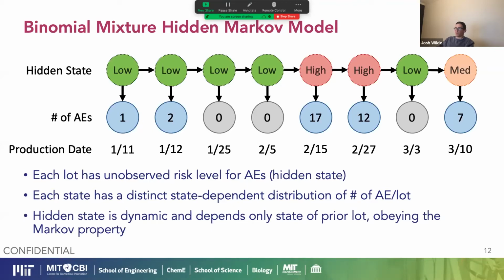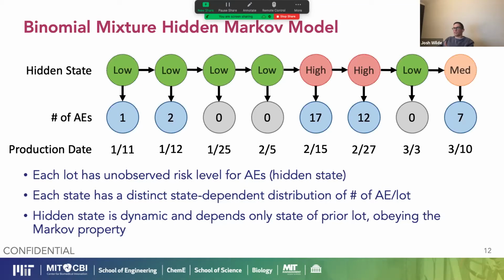And the key property of the hidden Markov model that we're going to exploit is that there's a particular set of dynamics that's assumed between these hidden states. So the hidden state of this second lot here depends on the hidden state of the prior lot, governed by the Markov property, which means that the dynamics can be described by a transition matrix. So the transition matrix tells you the probability, given that you're in a low state, that you will end up in a high state for the next lot.